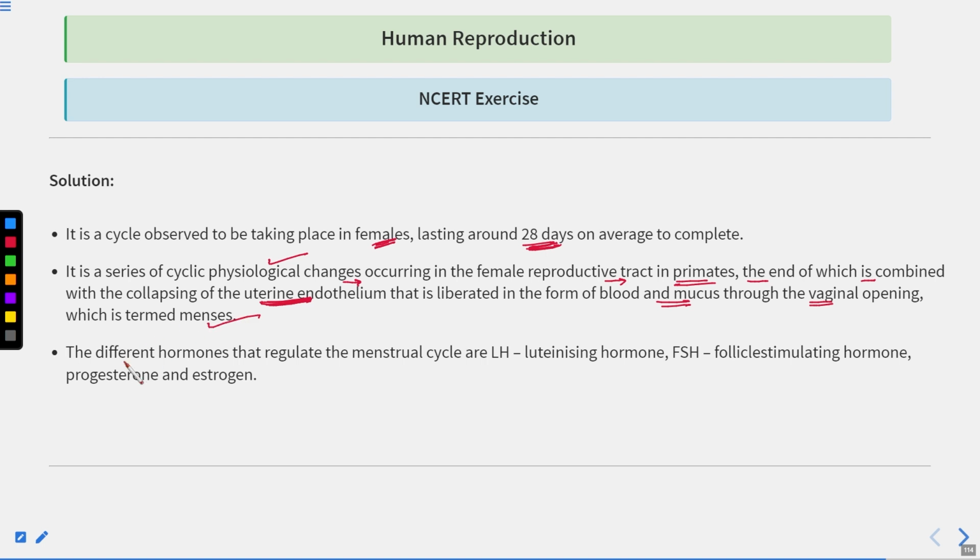Clear? Now, the different hormones that regulate the menstrual cycle are luteinizing hormone, follicle stimulating hormone, progesterone, and estrogen. Clear? So, luteinizing hormone and follicle stimulating hormone are pituitary hormones, which is an endocrine gland. Progesterone and estrogen are ovarian hormones.